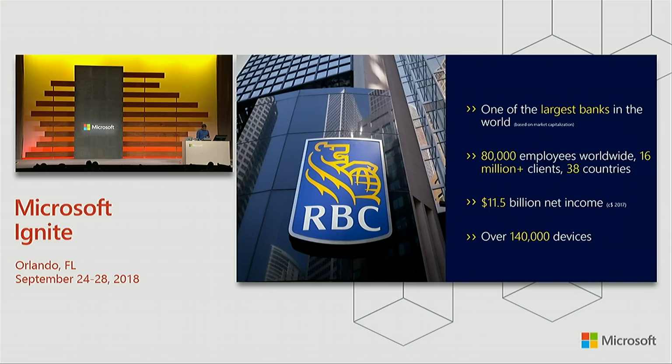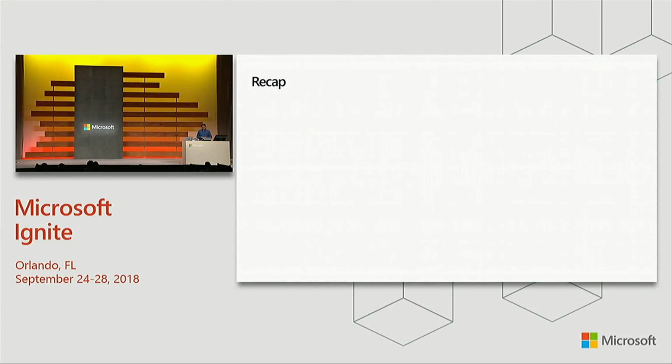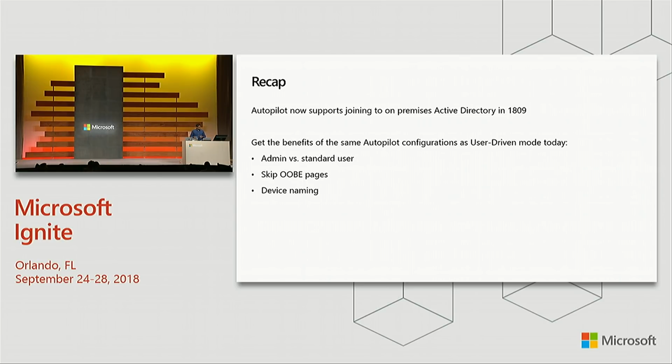So, to recap, Autopilot now supports joining to on-prem AD starting in 1809. You get the same benefits that you're used to with user-driven mode today, including being able to select whether the first user will be an admin or a standard user, being able to skip the various UBI pages to get to that streamlined experience, and also new functionality that we're bringing up, like the device naming capabilities from yesterday. There's no additional licensing needed from user-driven mode.